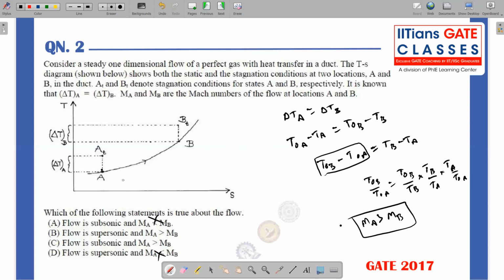So when can this happen? If I add heat as well as the Mach number is decreasing, that means the flow is decelerating by adding heat. That can happen only in the supersonic case, right? So the subsonic case now vanishes. The only option which is correct is flow is supersonic with MA greater than MB. So this is a very, very good, interesting problem.